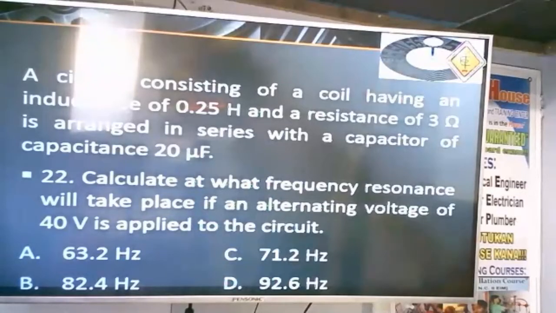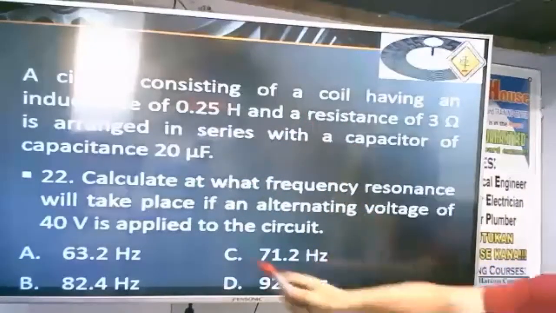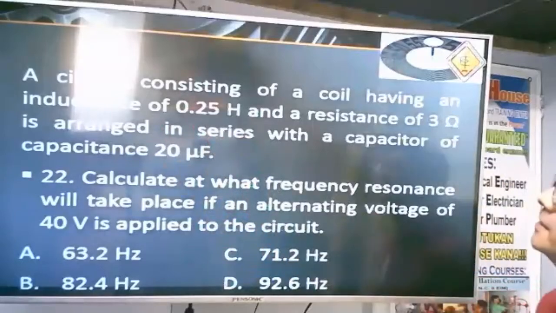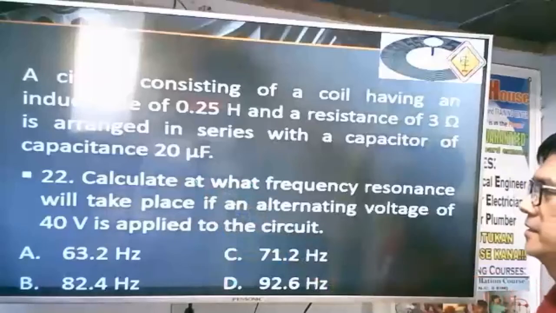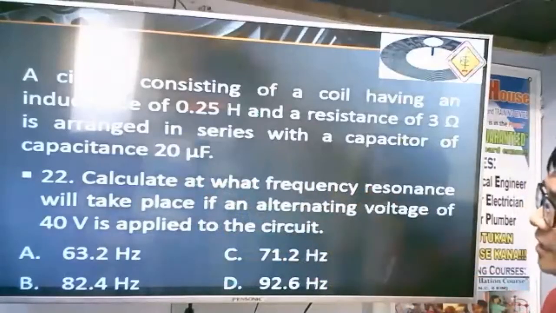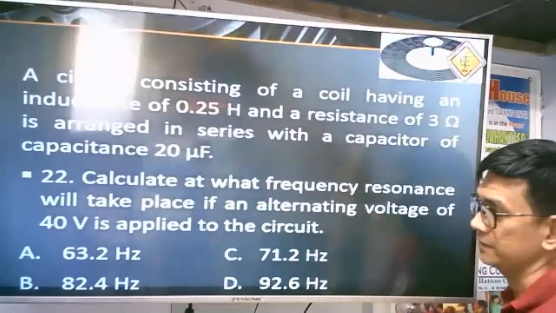Let's head now for number 22. A circuit consisting of a coil having an inductance of 0.25 Henry and a resistance of 3 ohms is arranged in series with a capacitor of 20 microfarad. Calculate at what frequency resonance will take place if an alternating voltage of 40 volts is applied to the circuit.